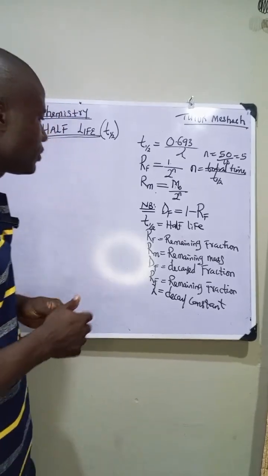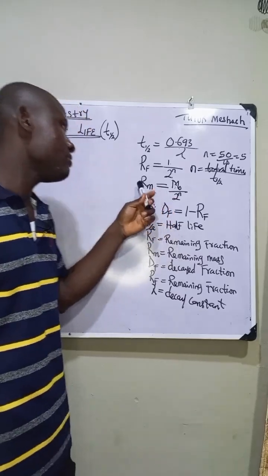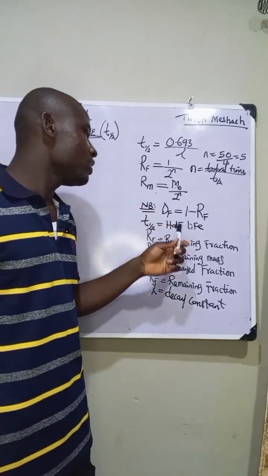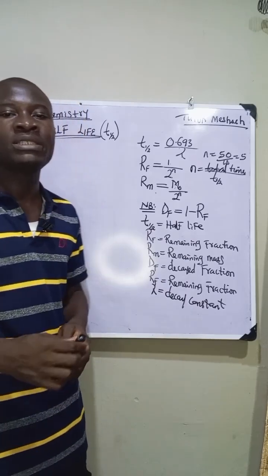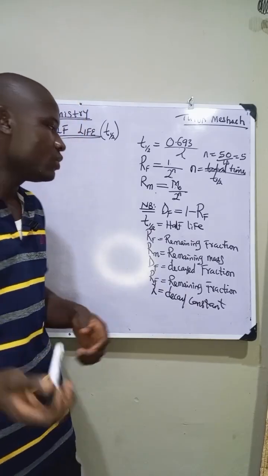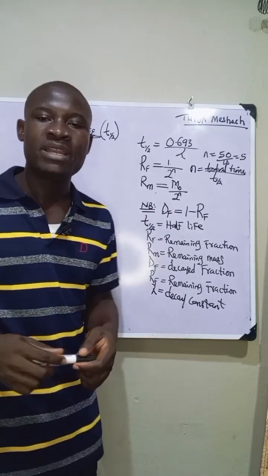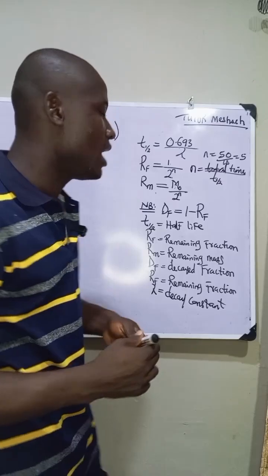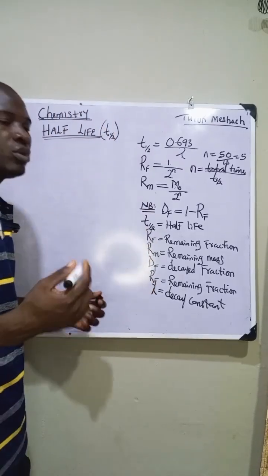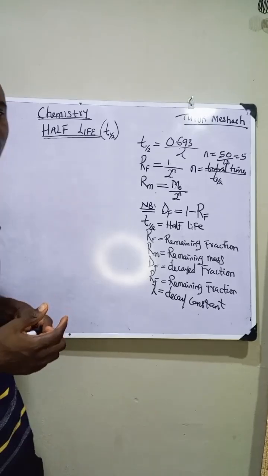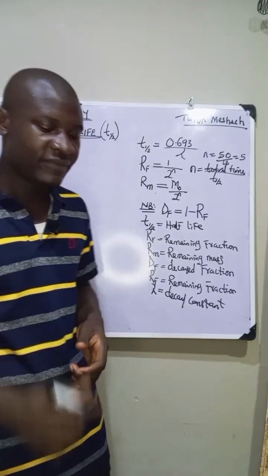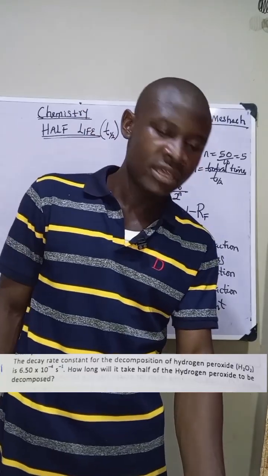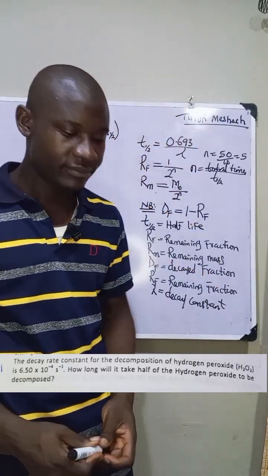Good. Now, since we have seen how to get our remaining mass and remaining fraction, what of the decay fraction, the one that is no more there? How are we going to do it? We'll just do 1 minus the remaining fraction. That's how we get the decayed fraction. So without wasting much of your time, let's go into the questions. Let's go to the first question.